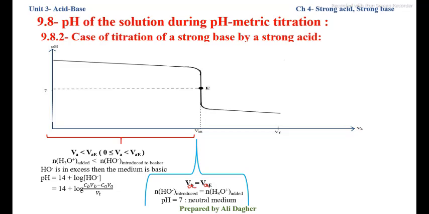Number of mole of HO- left equal number of mole of HO- added minus number of mole of H3O+ added. Number of mole of HO- introduced equals CbVb. Number of mole of HO- reacted equal number of mole of H3O+ added, which is CaVa. Then number of mole of HO- left equals CbVb minus CaVa over V total.